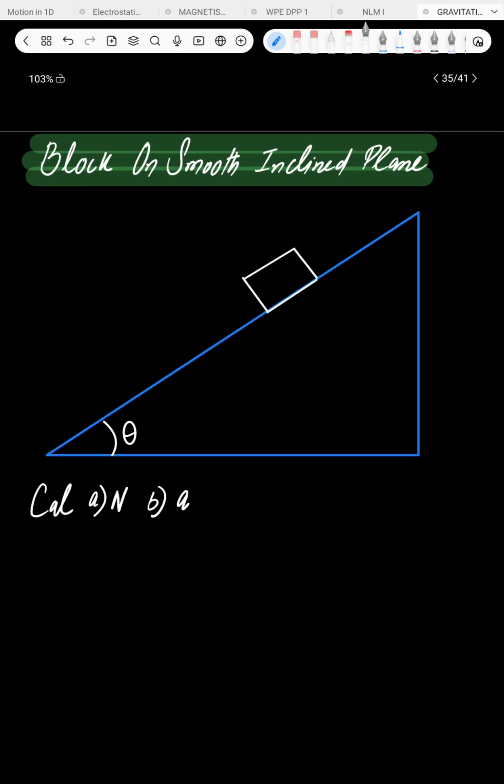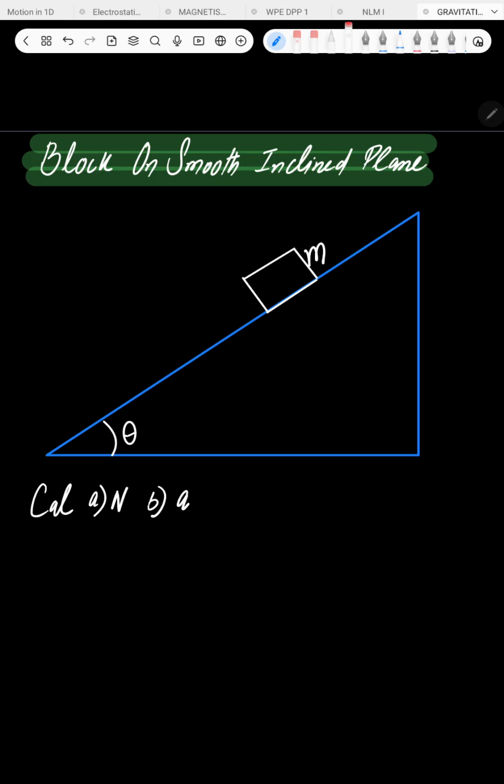We are going to discuss one beautiful problem in Newton's laws of motion, and that is a block on a smooth inclined plane. This is a block. The mass of this block is given as m, and the block is placed on a smooth inclined plane, which implies that the force of friction in this problem will be taken as 0. What we are supposed to calculate is, number one, the normal reaction, and number two, the acceleration. These are the two things we have to calculate.